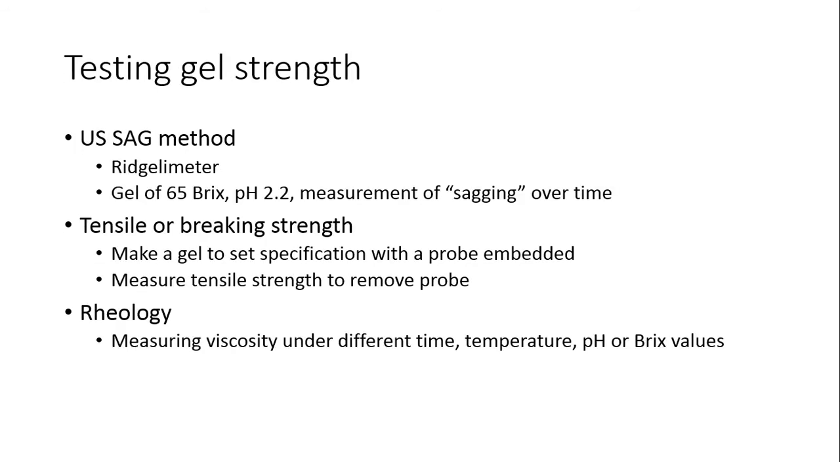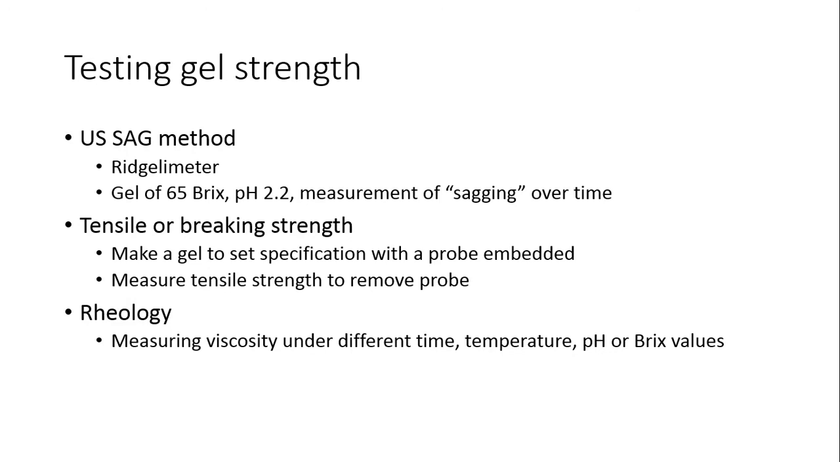So how do we test our gel strength? In the United States, the most common method is the SAG method. You make, in essence, almost this little cup of gel using a 65 Brix sugar solution and pH 2.2, and then you measure how much it sags over time. In general, it's over 2 minutes. You're measuring it with a penetrometer or a ridgelimeter, and this is where you are measuring how far the gel deformed over time. So how tall was it, and then how much did it shrink?